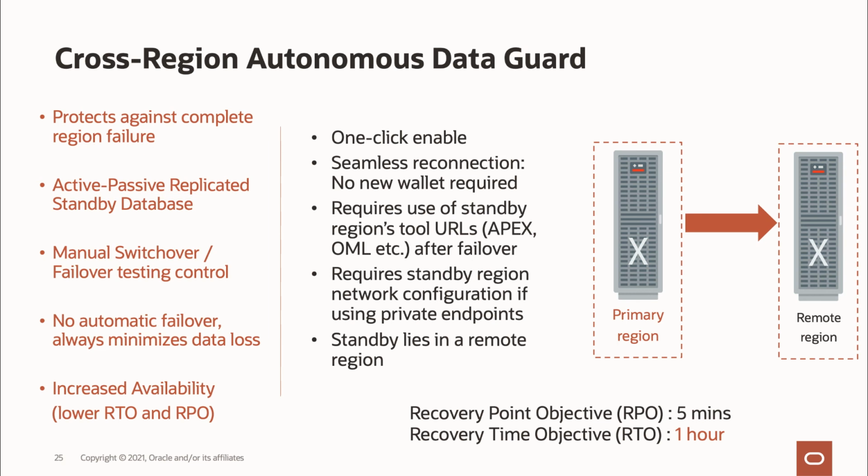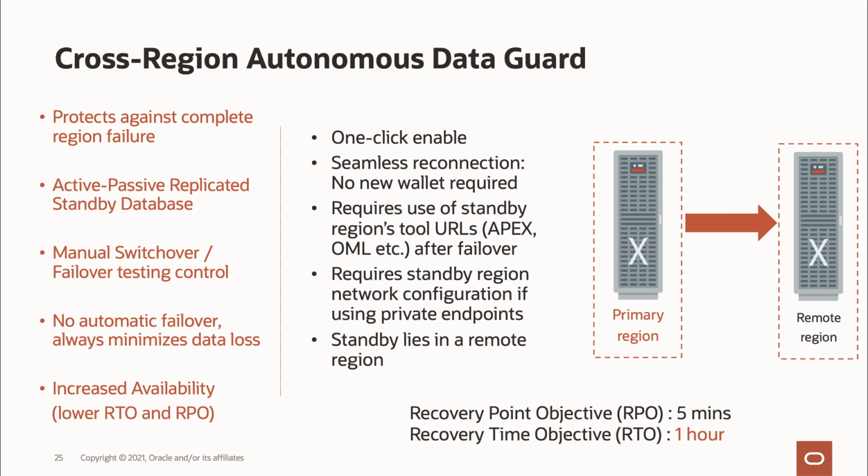For the same reason, if you have both local and a remote standby database available, we always recommend that you fail over to the local standby first. Of course, if there is a complete region failure and the primary database is down and the local ADG is simply not available, you are still safe and protected. And a simple failover to the remote standby will get you up and running in no time.